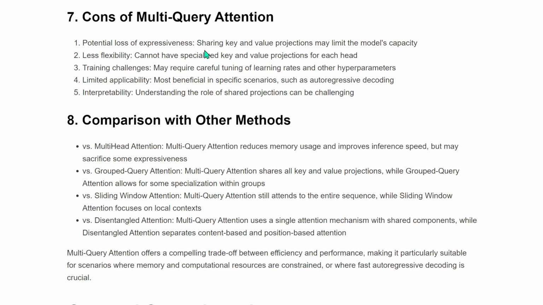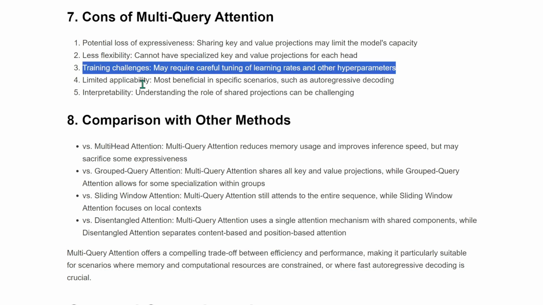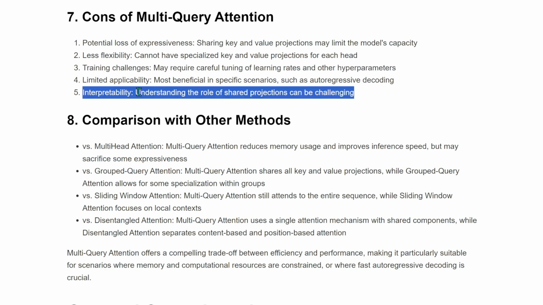But the cons is that it will limit the capacity of the model to some extent, like I said, and it is very less flexible because you have only one key value across every head. And also, interpretability will be challenging because KV is shared. So to understand how much it impacted, that understanding is a bit harder. Okay. Other than that, multi-query is going to remain the same.